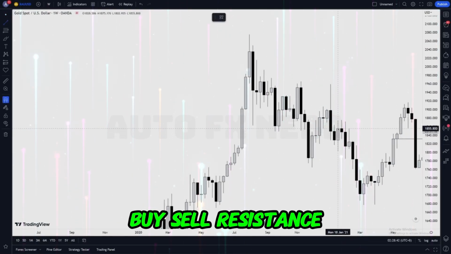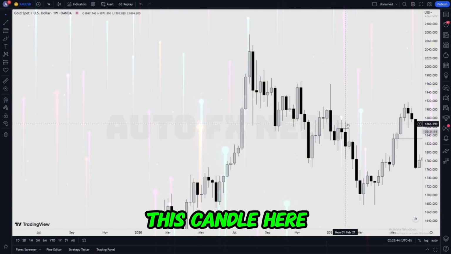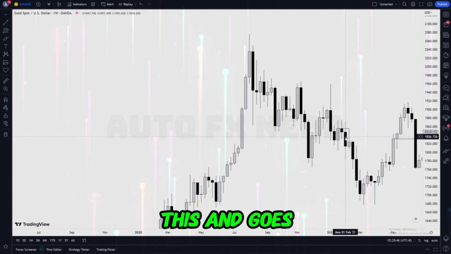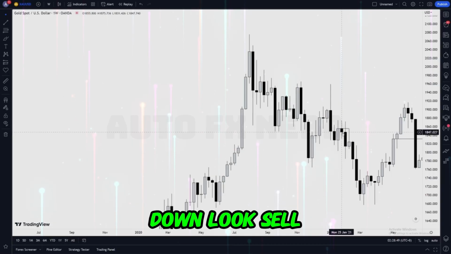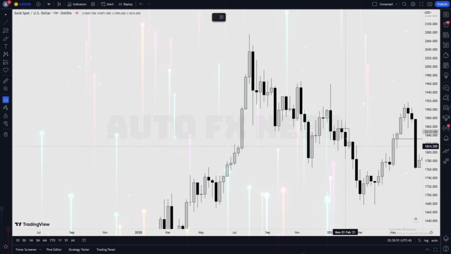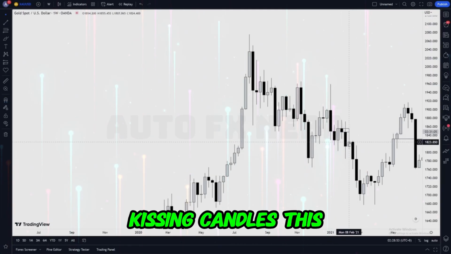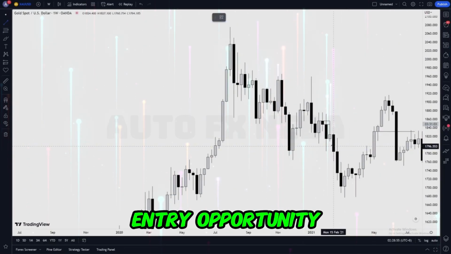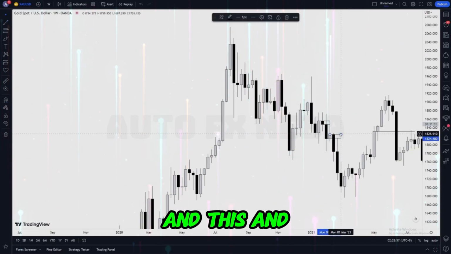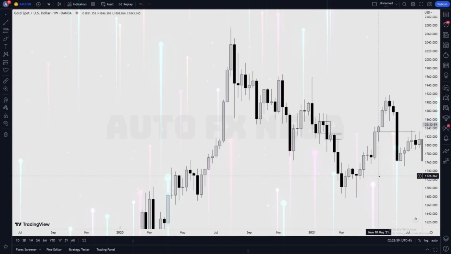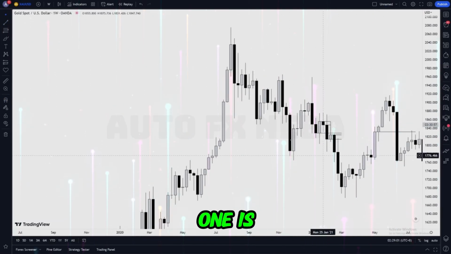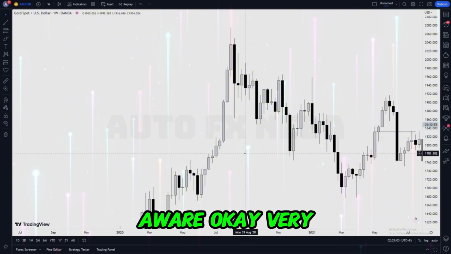Buy, sell, resistance created. This candle comes up, tests this, and goes down. Look, sell, sell. Kissing candles, this will be another entry opportunity. And this. Be aware. I'm not saying which one is the right one to enter. I'm saying be aware. Okay?